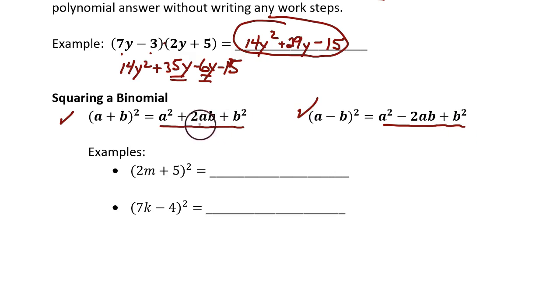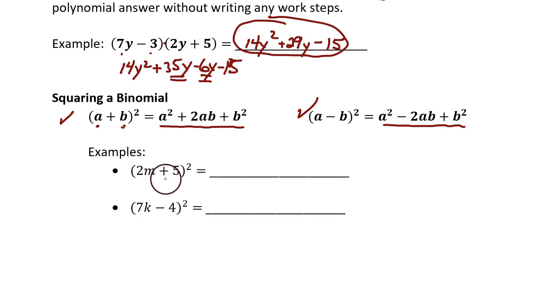If we try to put into words what the pattern is showing, we can see that we are asked to square this number. On the end, we're asked to square this number. And in the middle, we're asked to take twice the product of the two numbers. Let's try a couple examples.